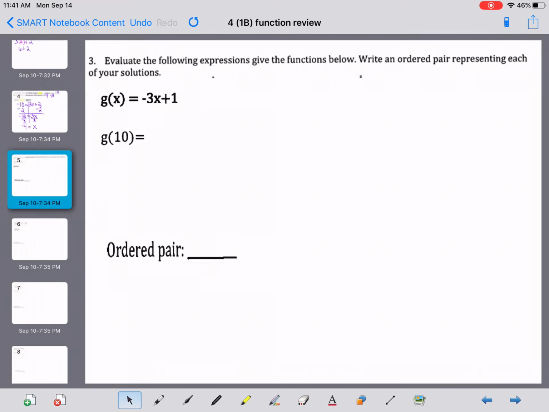Evaluate the following expressions given the functions below. Write an ordered pair representing each of your solutions.